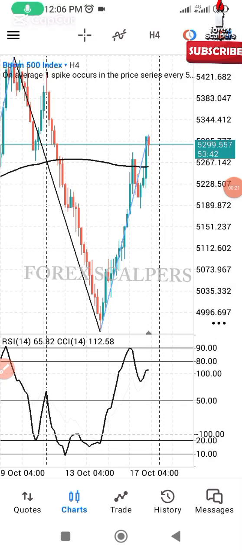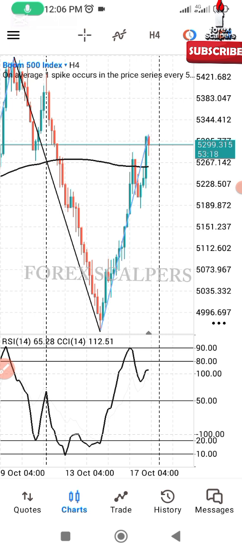Do you know how to identify institutional zones? Why is the institutional zone very important? And how do you identify these zones of the institution? Institutional zones are those zones where institutions inject in price.